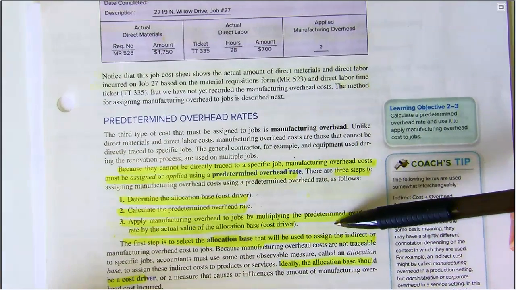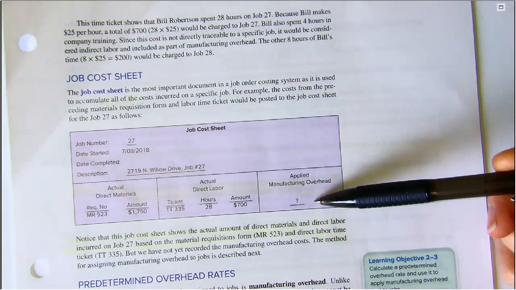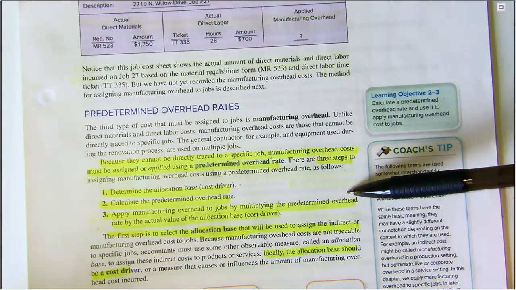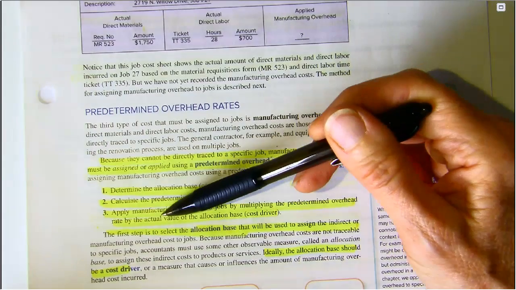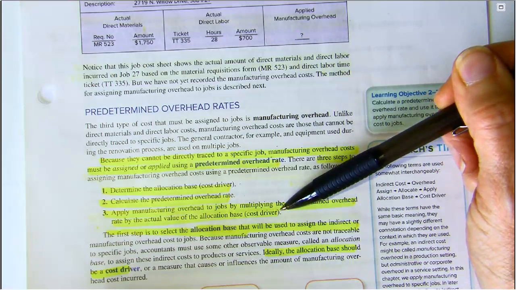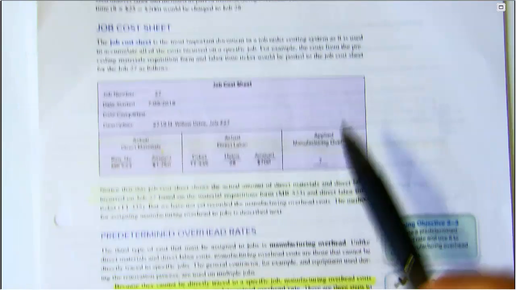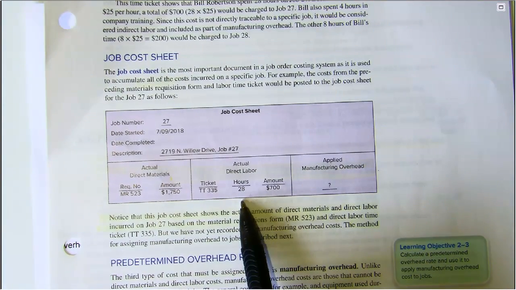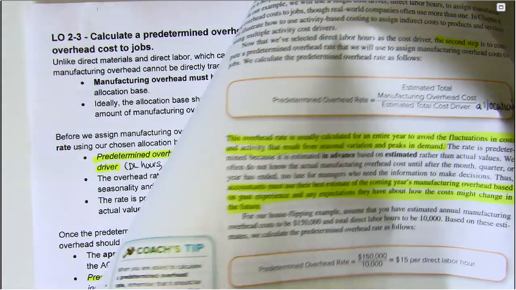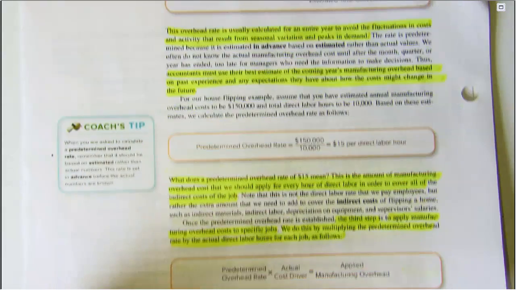The third step is to apply overhead to jobs so that we can have an amount here by multiplying the predetermined overhead rate by the actual value of the allocation base or cost driver. So find out how many actual direct labor hours. In this case, we've got 28 here so far. And then we multiply that by the predetermined overhead rate. But it could be that we have more than one laborer working on that. So our hours on this side may be different.